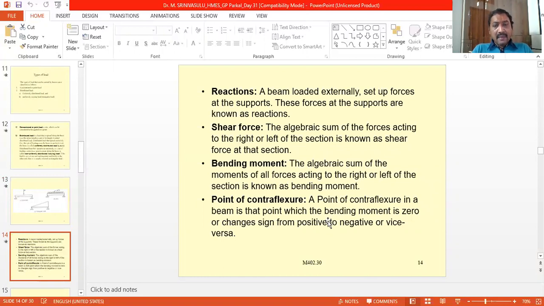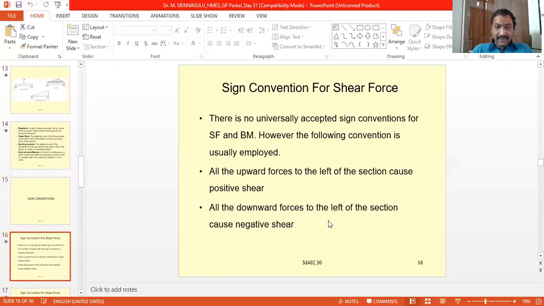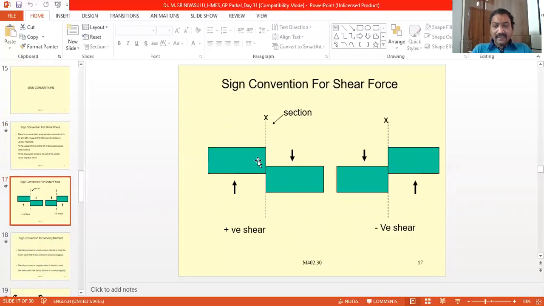The next one is the shear force. Shear force is one kind of force. But to define the shear force, we have to select a section. We can take a section like this. For example, this and this combined is the total beam, and now we have taken the section at this point of the beam. So this is the XX section.